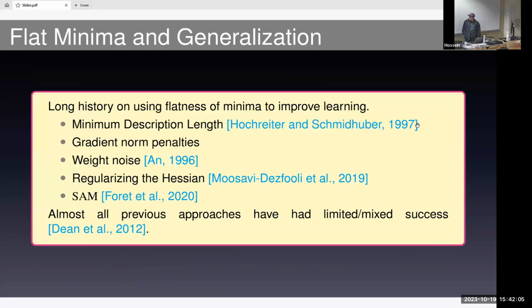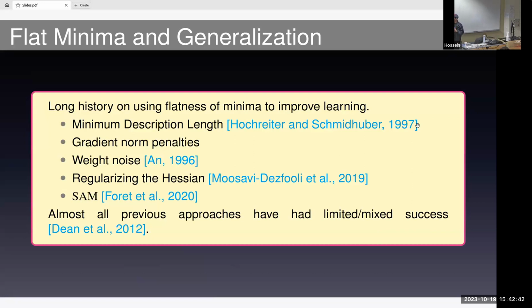All right, so based on this intuition, there have been many ideas proposed in the literature in order to find flat minima. Some of them go back to '97, the paper by Schmidhuber. There are ideas that suggest, okay, let's penalize the gradient norm, and I'll tell you in a second why. Regularize the Hessian, because the Hessian somehow captures the curvature, so by regularizing that, we hope to find flatter minima. And eventually Sharpness-Aware Minimization, SAM, which is the latest one.